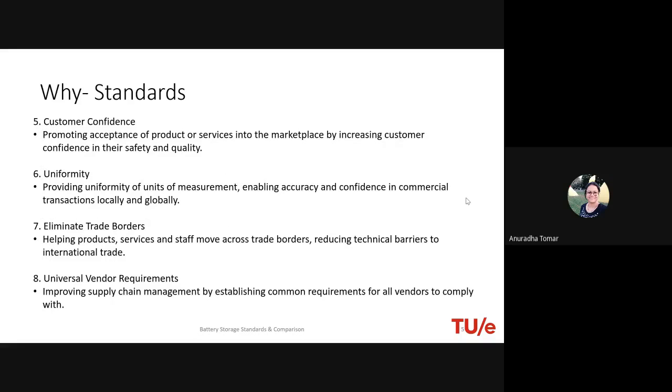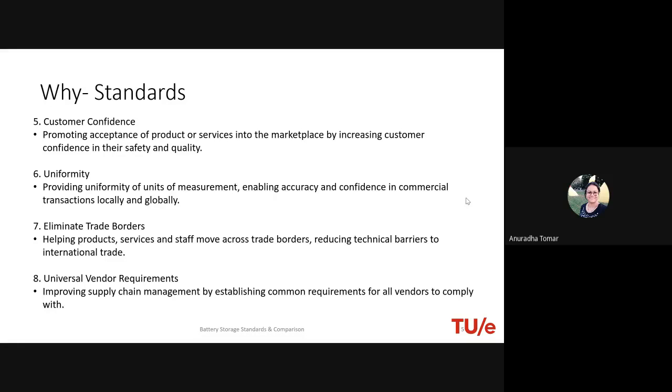Another is customers' confidence. As we know, if there are 10 products in the market, and one product has an ISO mark, another has maybe an Indian standard, another has another regional standard, and some products have no standardization mark at all, then definitely, maybe with some higher price or maybe at the same price, we would go for the product which has the standardization mark.